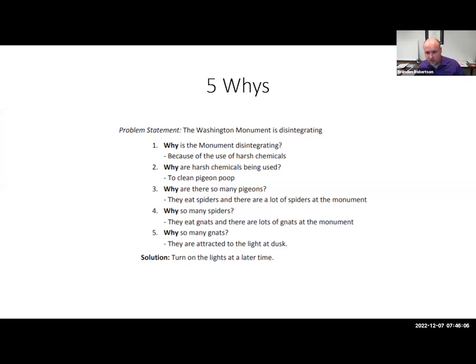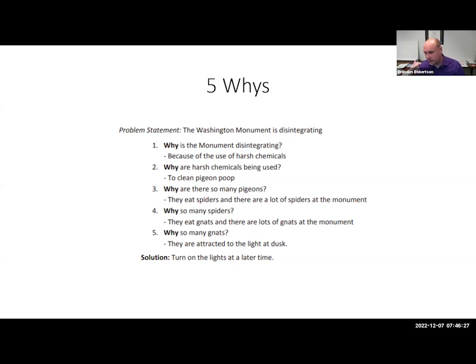And there was another thing they eventually found out: it wasn't jet fuel that was causing this, it was pigeon poop, and the harsh chemicals that were being used for it. So then they continued to go down to figure out why there were so many pigeons. Well, the pigeons are there to eat the spiders, and there are lots of spiders at the monument.